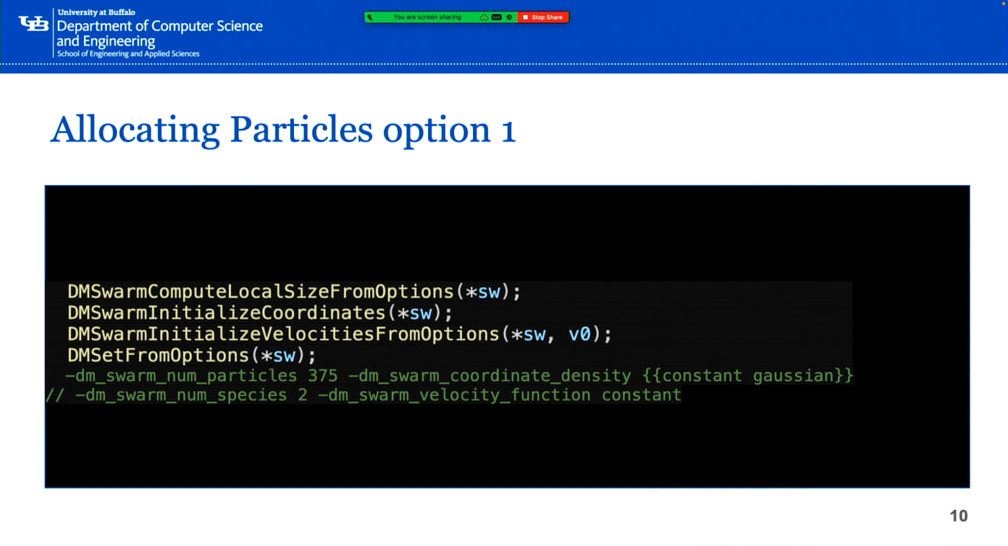Now, before we get there, we want to look at how we actually configure the sizes of the swarm itself, right? So there are 2 options. One way is to go through the options database. You can see here, DMSwarm num particles tells it the number of particles that you're trying to allocate for. Give it a coordinate density, so it'll initialize your particle coordinates to whatever kind of function you want. You can define your own function and give it to it that way. We have some predefined functions like constant and Gaussian. I'll talk more about the Gaussian in a second because you need something else for that too.